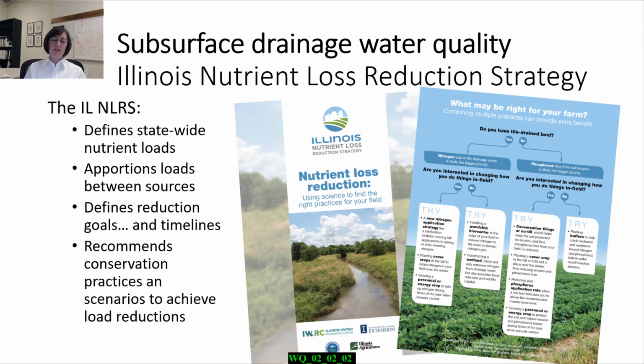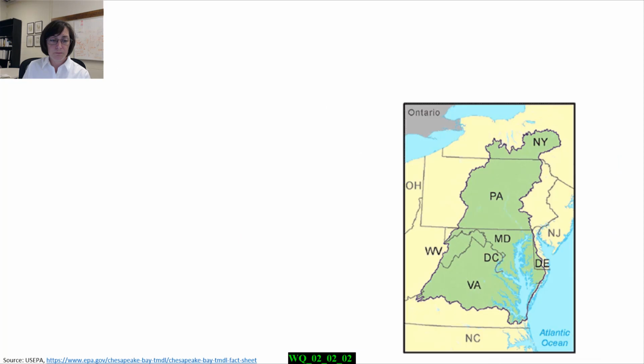And then my favorite part of the strategy is that it actually recommends conservation practices and provides scenarios to landowners to help us meet the 45% reduction. I provided you this fact sheet, which isn't actually a part of the strategy, but it's based on the strategy. This fact sheet helps go through some of the practices that we recommend, and we'll get to those later on in the course too.